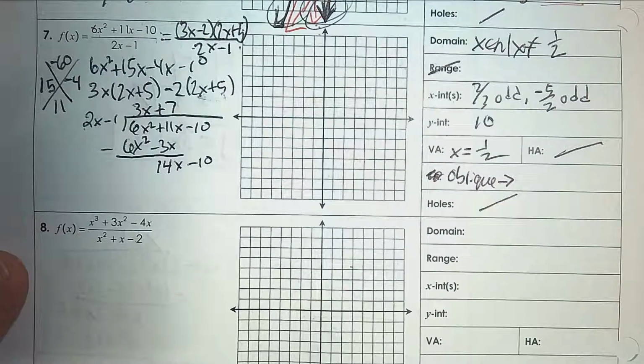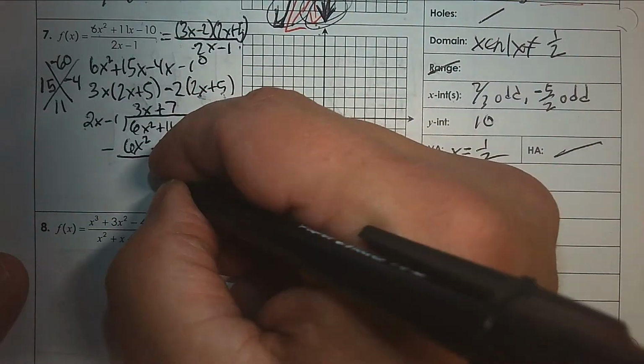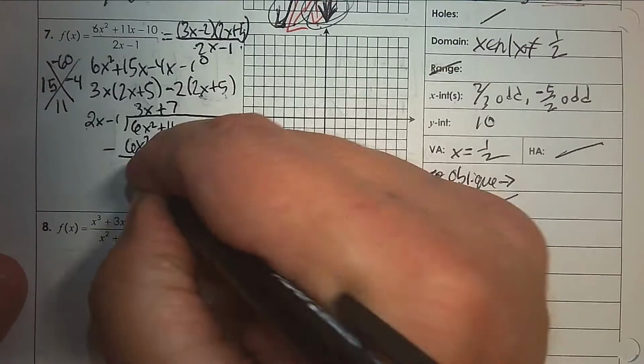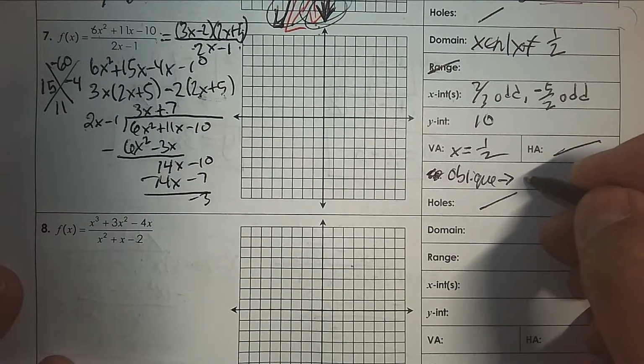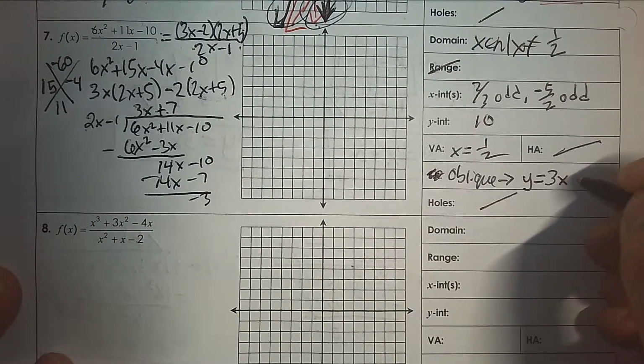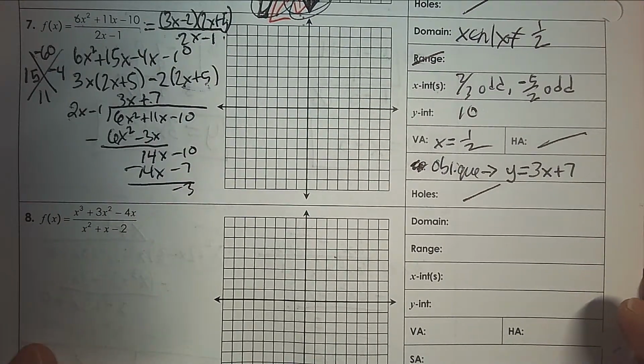And then it would be 14x minus 7. Now, I don't care about the remainder. So what I do care about is what's the oblique now? Y equals what? Excellent. We're ready to graph.